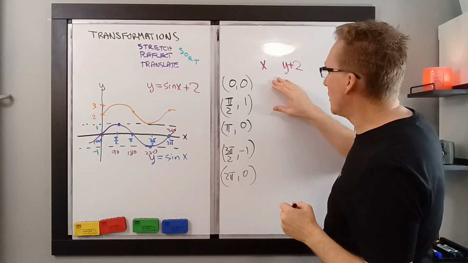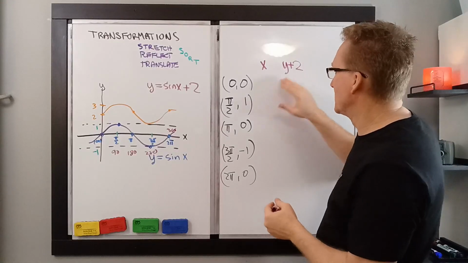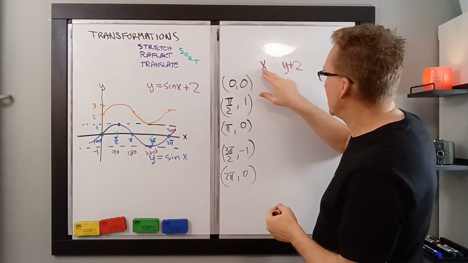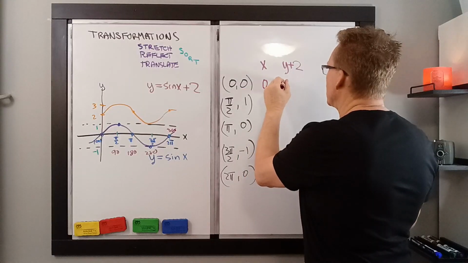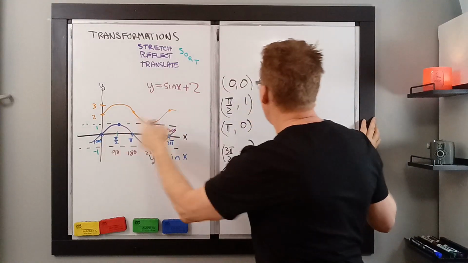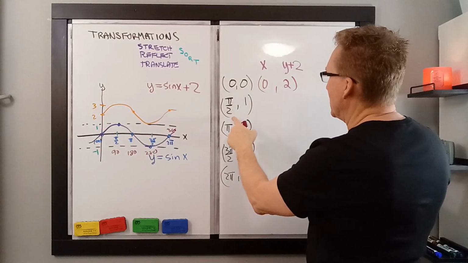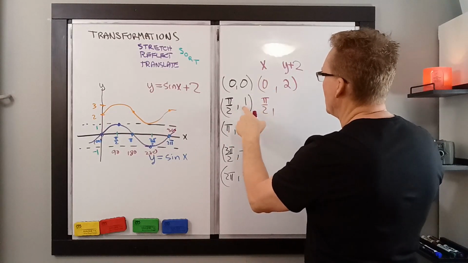So I'm going to make a new column here with these values, but just like this here. So instead of 0, it's going to be the same. So that's going to be 0. Instead of 0 here, you're going to add 2. So we're going to make that a 2. So that this point over here becomes this new point. And then this one over here, it's still going to be pi over 2. But we're adding 2.